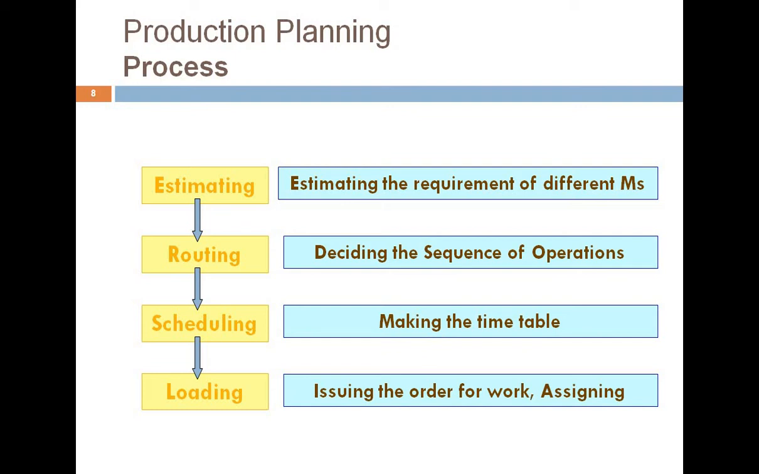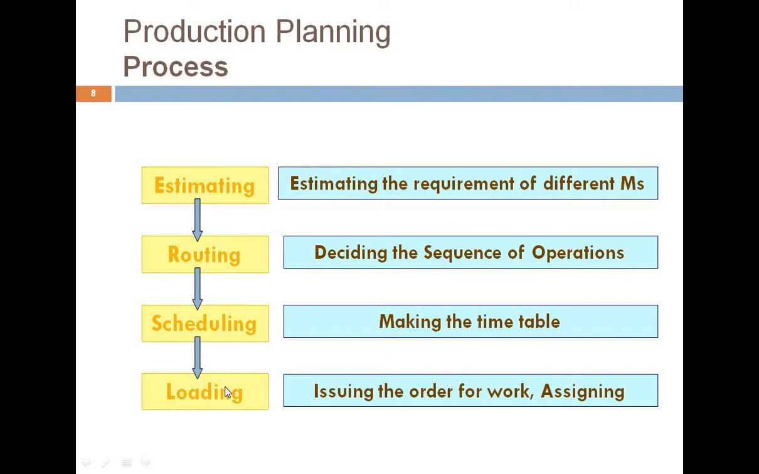So what we are going to do in the routing is decide the sequence of operations as per their order, right? And the third one is scheduling. Scheduling means making the timetable: at what time we are going to start, what will be the earliest date, what will be the earliest time we are going to start, how many minutes, hours, or days this particular task will take, kab start hoga, kab complete ho jayega. So making the timetable in that case.